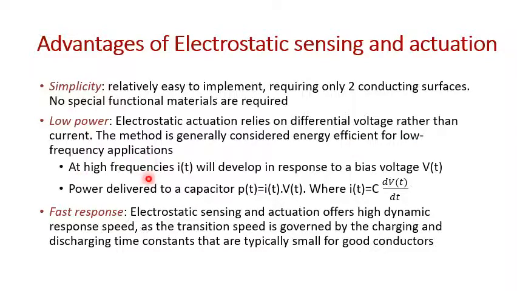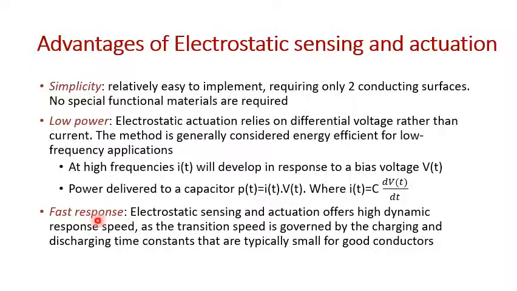At high frequencies, there will be a displacement current I(t) which will develop in response to the bias voltage V(t). This displacement current has a magnitude I(t) = C dV(t)/dt. And the power delivered to the capacitor can be expressed as P(t) = I(t) times V(t).